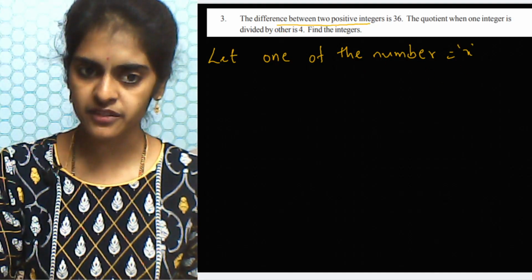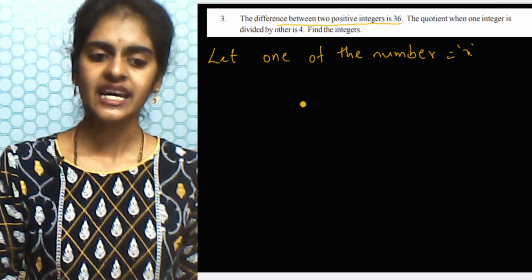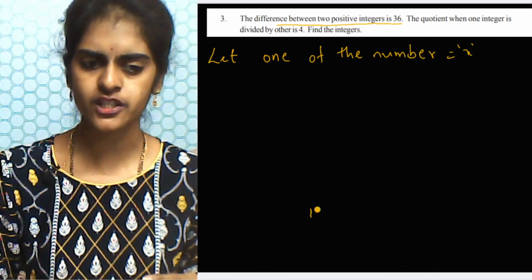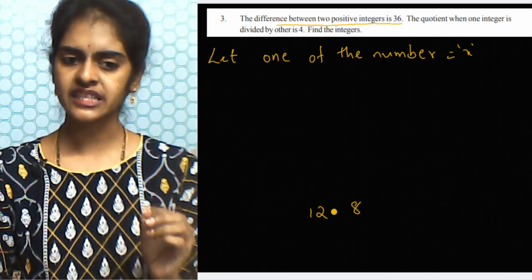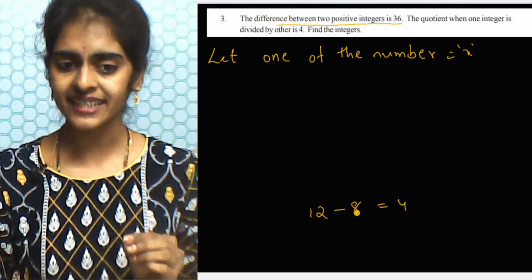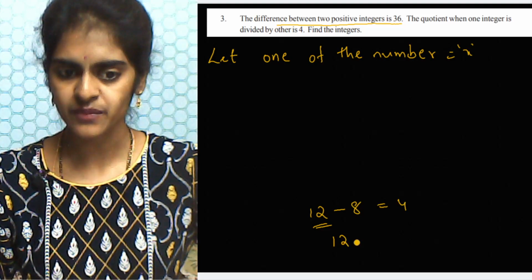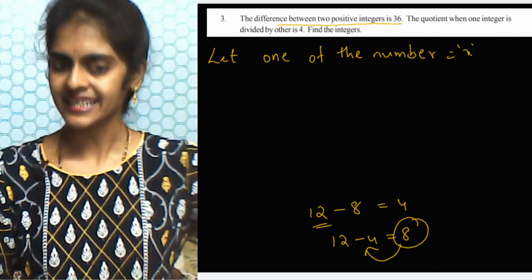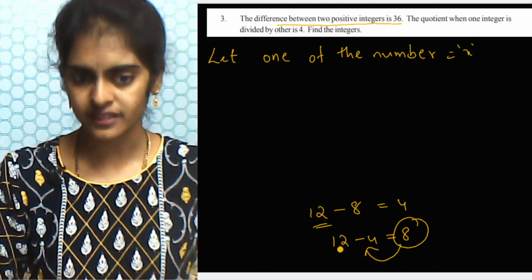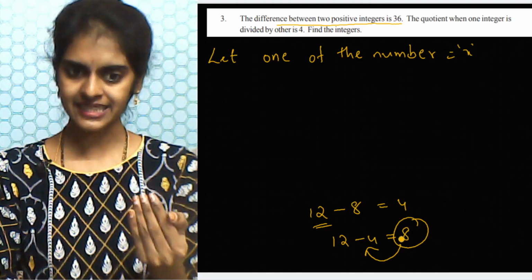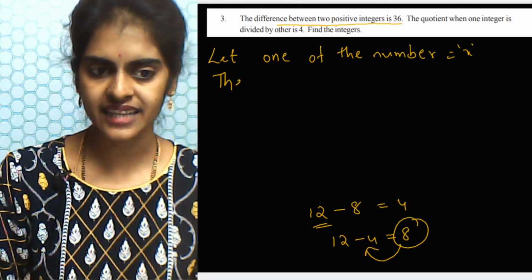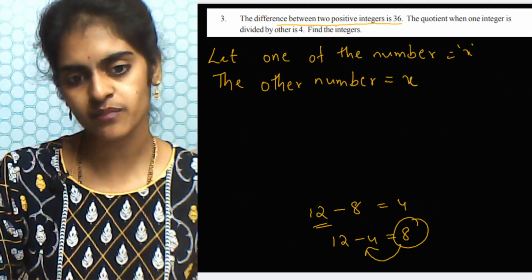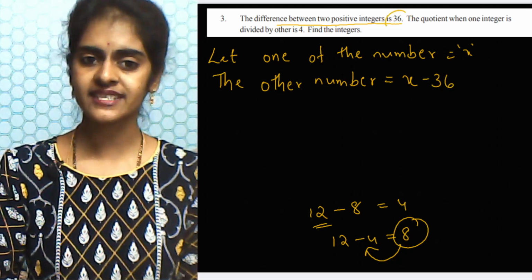Here you can see the difference between two positive integers is 36. If I say the difference between two numbers, for example, let us take two numbers 12 and 8, and the difference between these two numbers is 4, can I write one number as 12 minus 4, which gives me 8? Yes. Using the same logic, the number minus the difference gives you the other number. So here, the other number will be x minus 36, because the difference is 36.